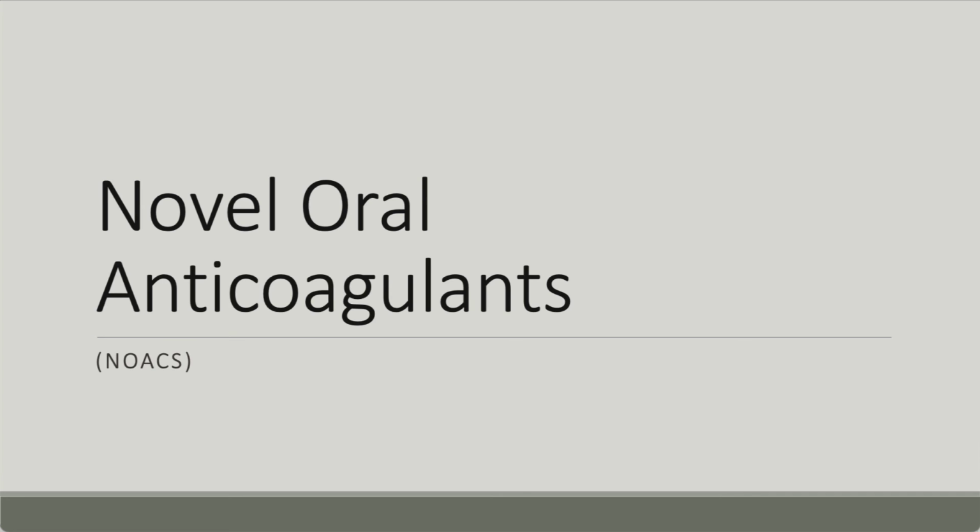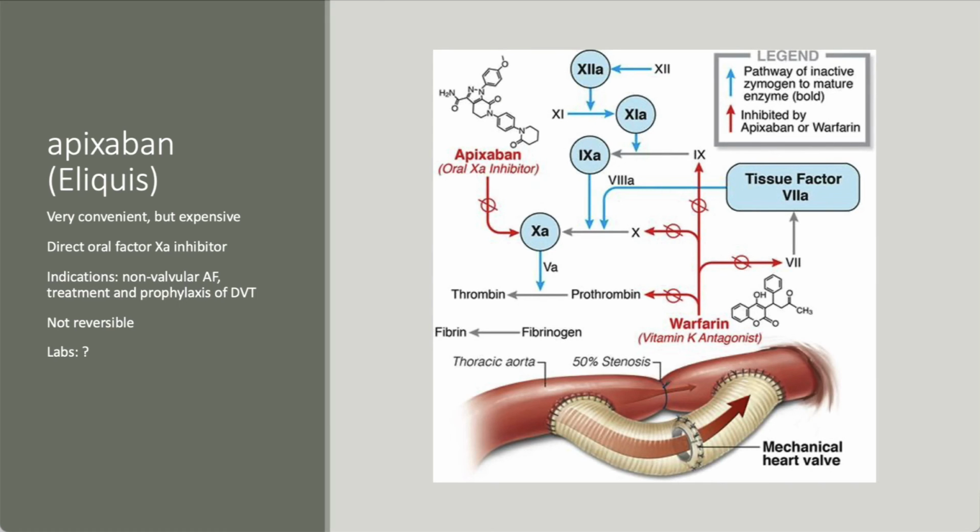So if we could have a way of just addressing a smaller part of the clotting cascade, like maybe factor 10A, wouldn't that be cool? Then we would be able to give a known amount of medicine to give the exact effect that we want. Well, guess what? That's the novel oral anticoagulants, or the NOACs.